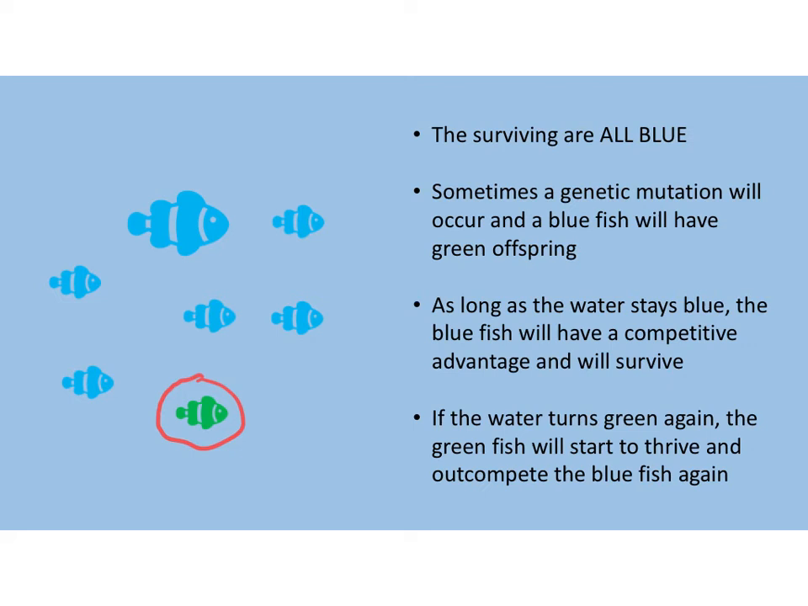So that was just a simple way to look at how the environment has a big change on whether a mutation is beneficial or detrimental. At the start, the mutation for the blue fish was very detrimental and the blue fish died out. But when the environment changed and the water became blue, the mutation for the blue fish became a very big advantage and allowed the blue fish to survive and pass on its genes.